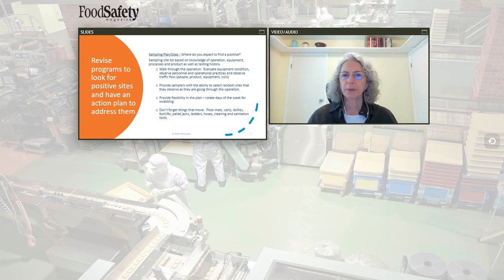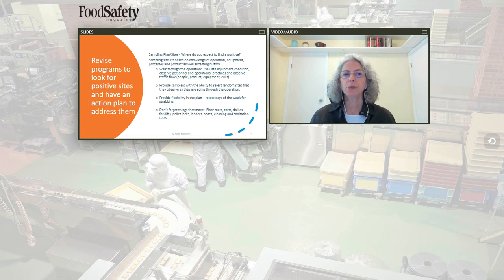Also, I think providing samplers with flexibility to select random sites that they may happen to observe as they're going through. Maybe they have a list of 20 sites they are targeting for that day, but maybe they happen to notice a couple of others that they're a little concerned about. Well, give them that flexibility and freedom to go ahead and sample those sites. Also think about rotating days of the week in the swabbing. Maybe if you're doing swabbing 4 hours into production and Monday is your heaviest production day, maybe you'll get different results if you swab on a Monday versus a Wednesday when you've got a lighter production load.